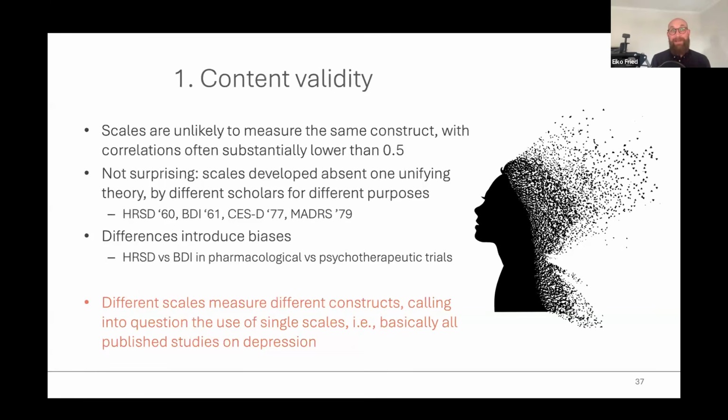So what I'm trying to say is that if you apply a factor model to the Beck Depression Inventory, and you get 10 or 20 data sets, you will not get the same factor structure in different data sets.